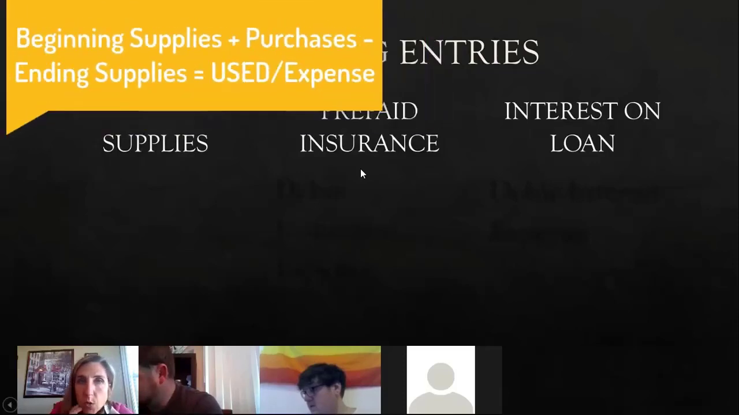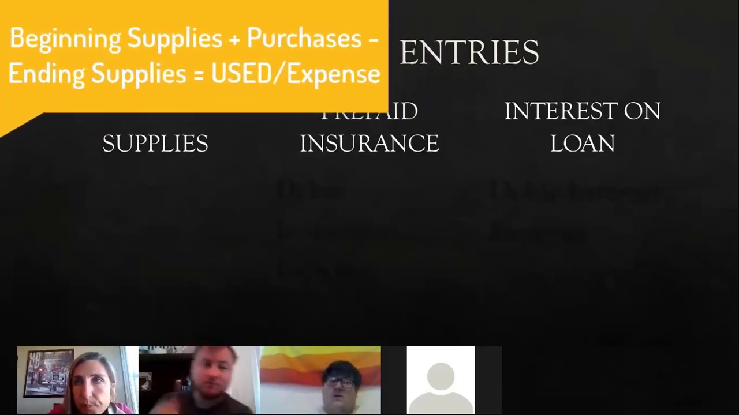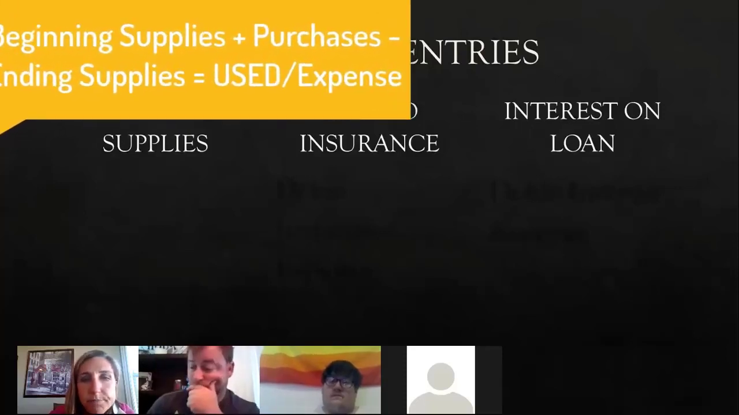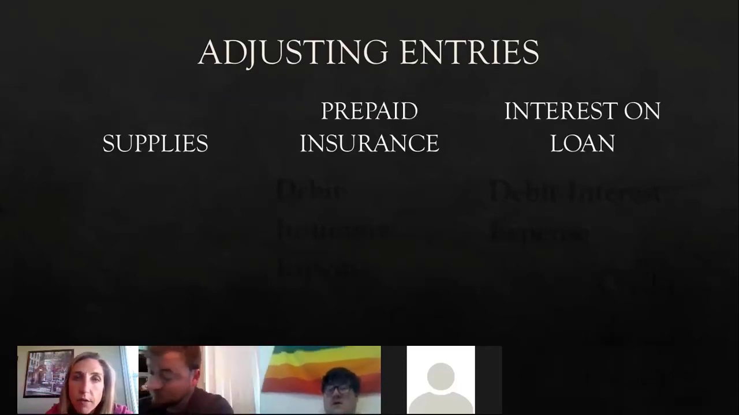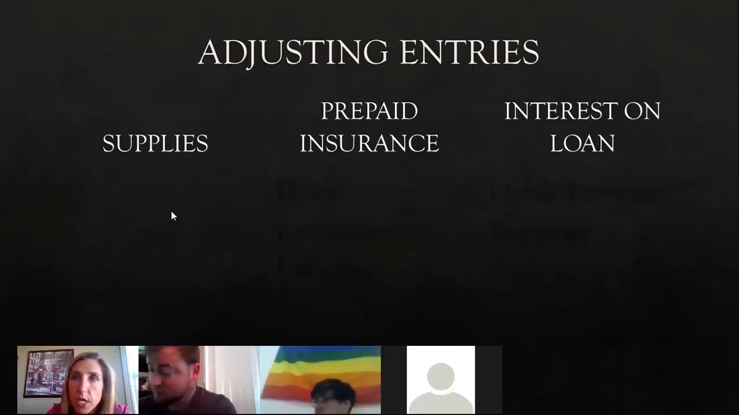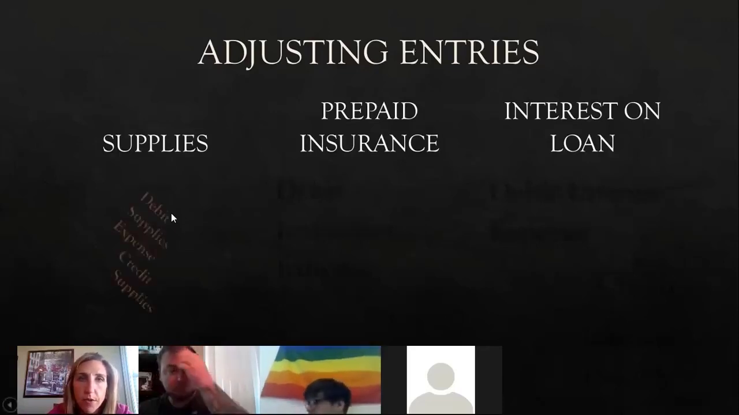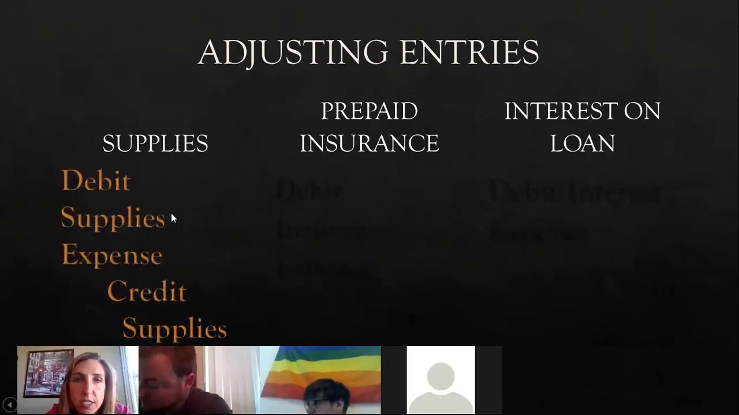So when I use up supplies, what do I debit? Any guesses? Supplies expense. Good, excellent. A lot of your adjusting entries, and that's why I put these first three on this same slide together, are going to debit an expense account. So when I use the supplies, I will debit supplies expense to show the used amount, but I have to take away from the actual asset, so I'm crediting supplies.